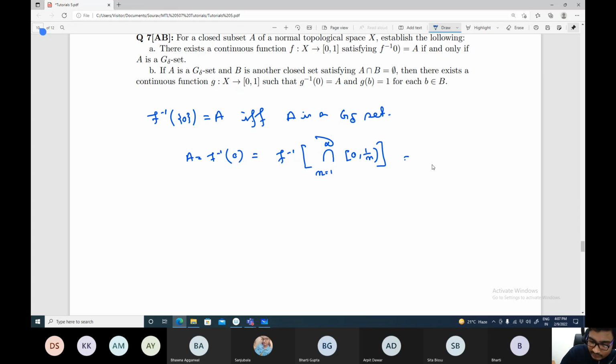And this is the same as the intersection, n equal to 1 to infinity, of f inverse of (0, 1/n). And those are open sets. So this is a countable intersection of open sets. So we have written A as a countable intersection of open sets. So it's a G delta set.